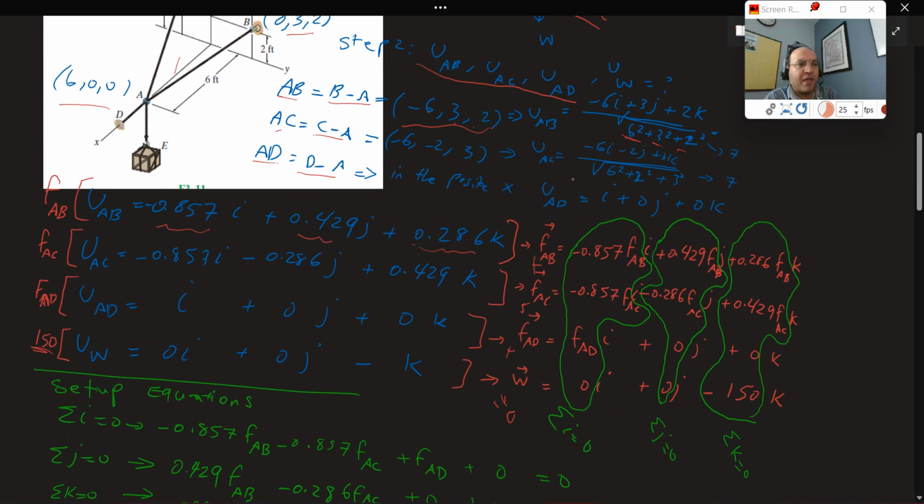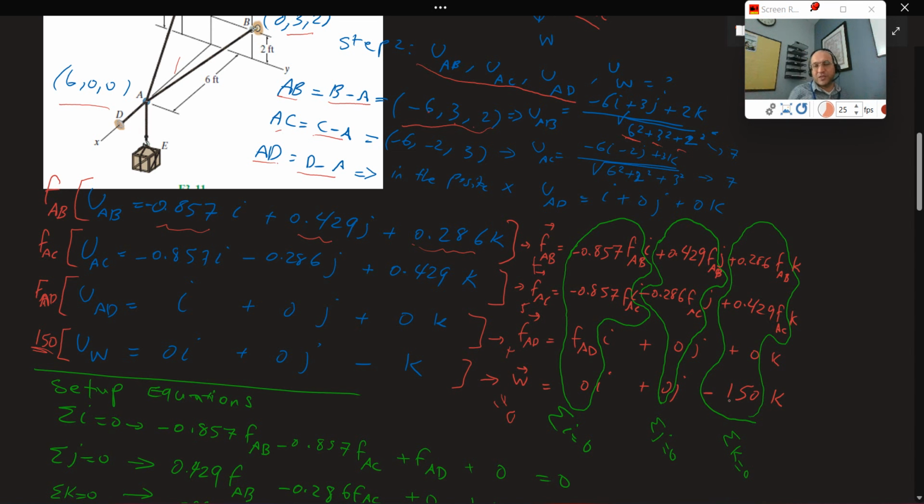So I can say FAB multiplied by the UAB, and then FAC multiplied by UAC, FAD multiplied by UAD. Then I would get my equations here. So for FAB, I have 0.857 multiplied by FAB. We don't know how much FAB is. Actually, we're looking for its magnitude. Then we repeat the same thing for FAC, repeat the third line for FAD. And then for W, we multiply this by 150, which is 0, 0, and minus 150.